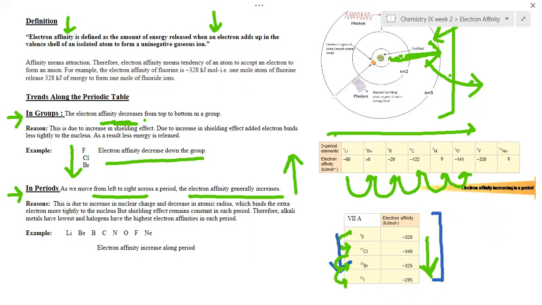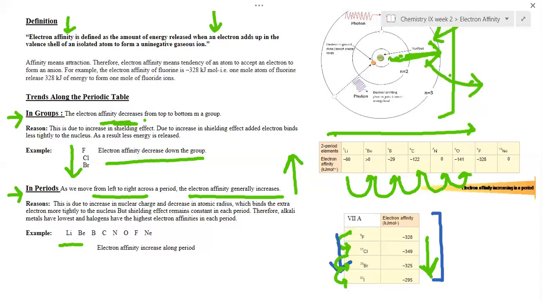So pardon me if I have mistakenly used the word ionization energy. We are actually now discussing electron affinity, but the trends are the same. Okay, so do not get confused. Once again, the same type of questions are asked.